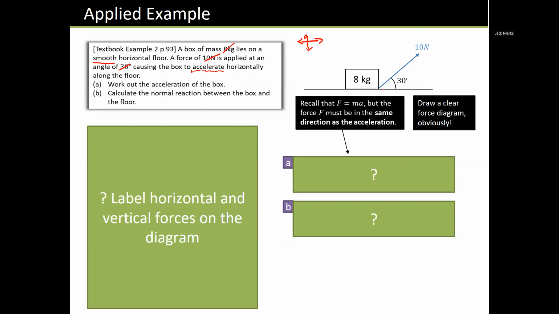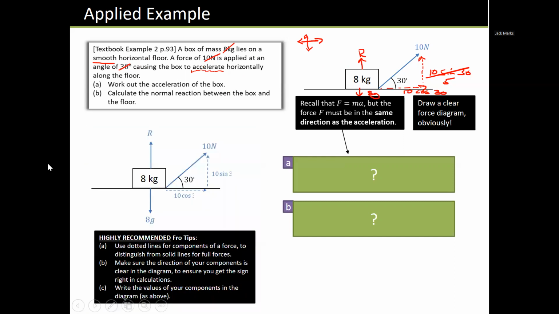Okay, so we do our right angle triangle like this. And remember, it's 10 sine 30, which actually just happens to be 5 because it's half of 10, and 10 cos 30. Okay, we could also draw on the 8g, the reaction force, as it says it's on a floor. So a floor will give a reaction force, and that's all we were told in the question. So a neater version would look like that.